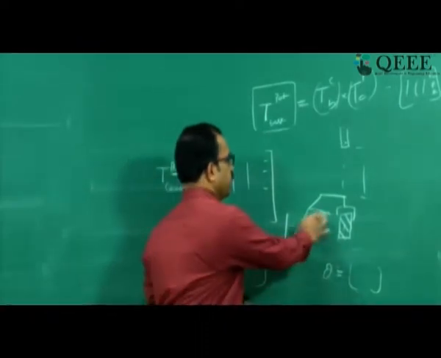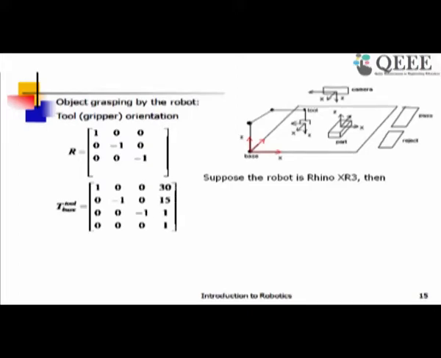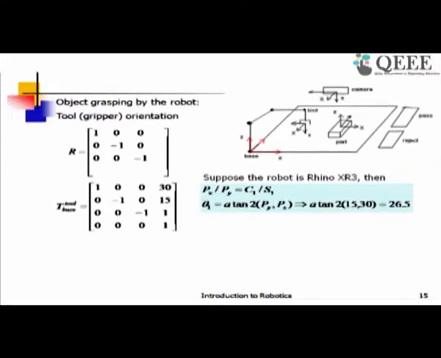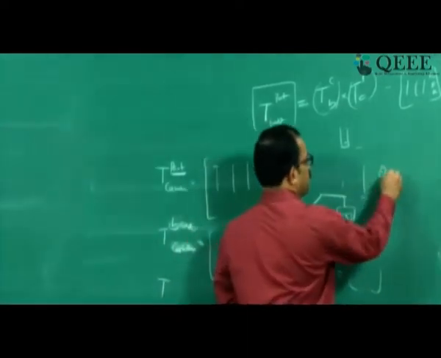So we need to find out the joint angles to go and grip this, and that is obtained through the inverse kinematics relationship. Based on the position and the orientation given, you solve the inverse kinematics. If the robot is known, if this is the XR3 Rhino robot, then we know how to solve the inverse kinematics. So you will be able to solve the inverse kinematics by the previous method that we discussed.